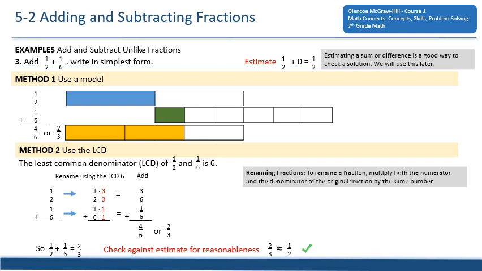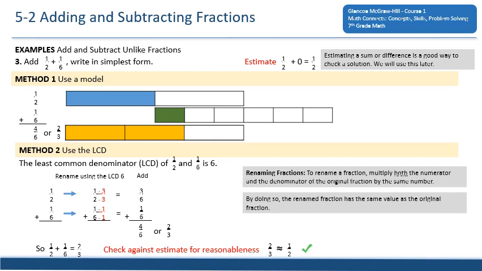Renaming fractions. To rename a fraction, multiply both the numerator and the denominator of the original fraction by the same number. So in this example, we multiplied the numerator and denominator of the fraction 1/2 each by 3 to get 3/6. By doing so, the renamed fraction has the same value as the original fraction. So 3/6 and 1/2 are equivalent fractions.